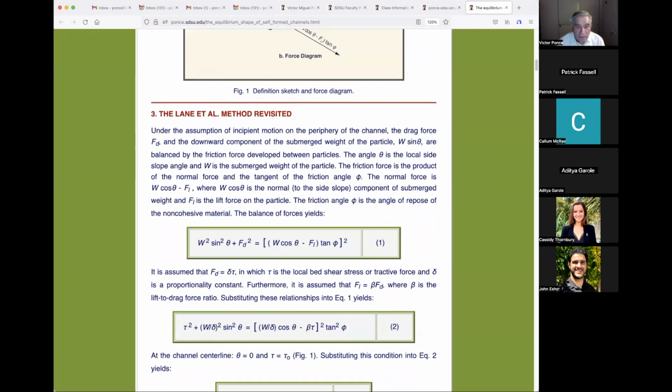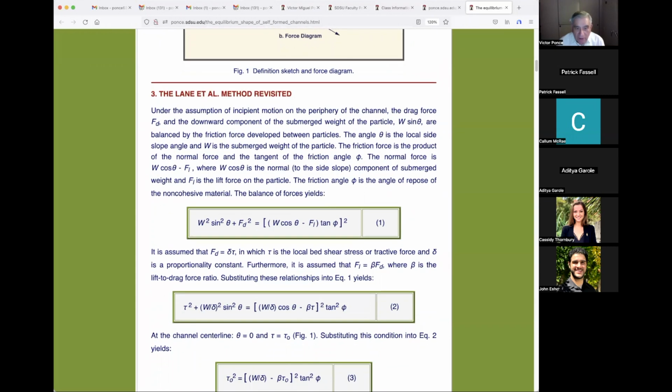The Lane et al. method revisited. He starts with a balance of forces that leads to equation 1. Then he proceeds with the definition of beta, which is the lift to drag force ratio. He does that because he has the lift force and the drag force, and he comes up with beta and gets rid of both of them. That's a good simplification, because if you can get a hold of beta, then you don't need either of them, which is fine. The issue at this point, though, is can we find that beta value?